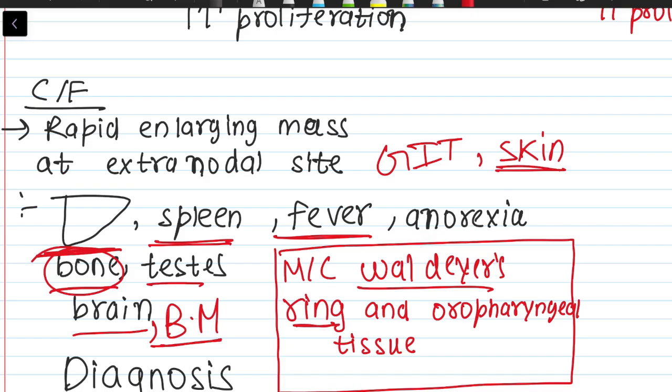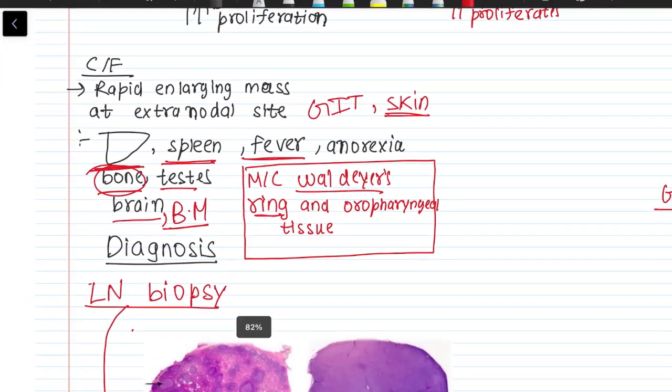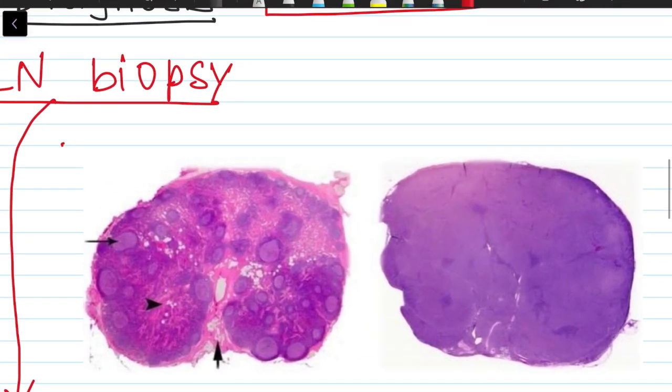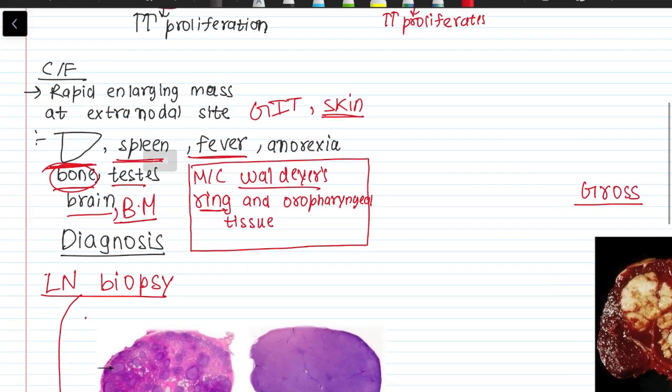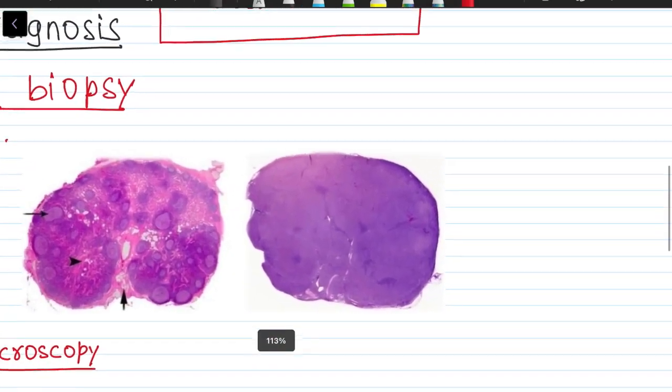We can give some therapy, but yeah, that is the medicine part. Now, if we talk about the diagnosis, so when we take a lymph node biopsy, this is how we will clinically diagnose the patient, but still we need a lymph node biopsy.